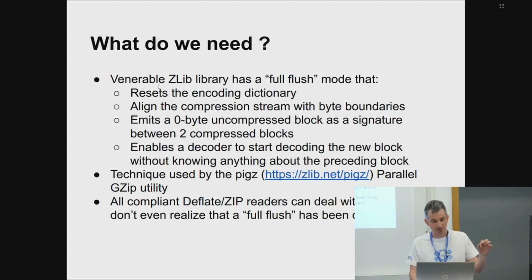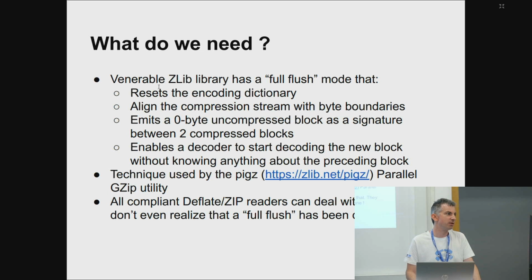And this does many things. It resets the encoding dictionary. It also makes sure that the compression stream starts at byte boundaries, because potentially blocks could start in the middle of a byte, so that's not convenient. It also, this full flush mode, emits a 0-byte uncompressed block, which can be used as a signature to see that you have a block that is independent from previous blocks.